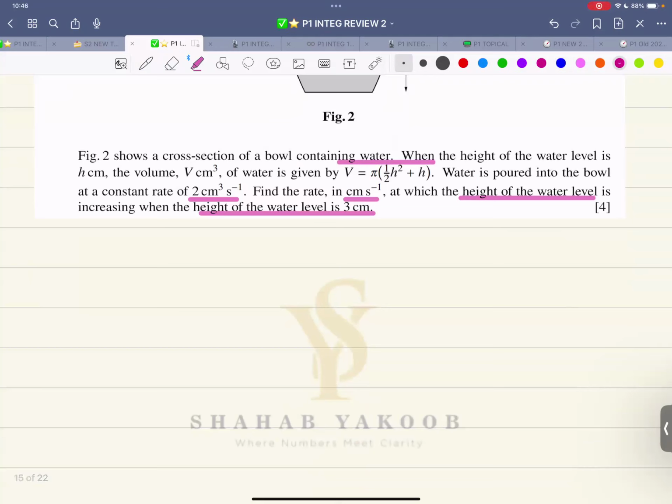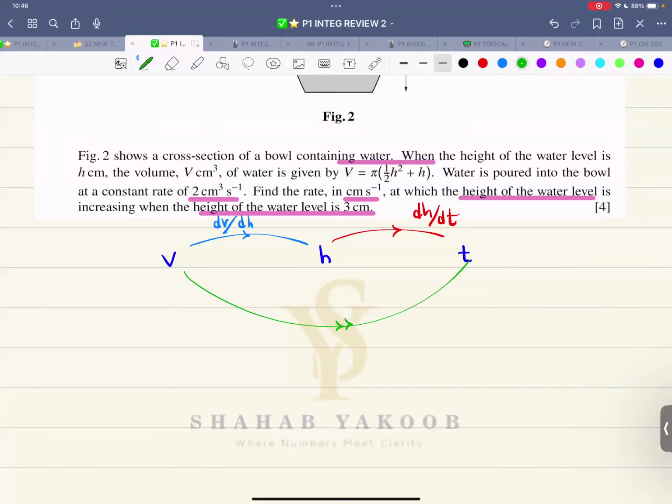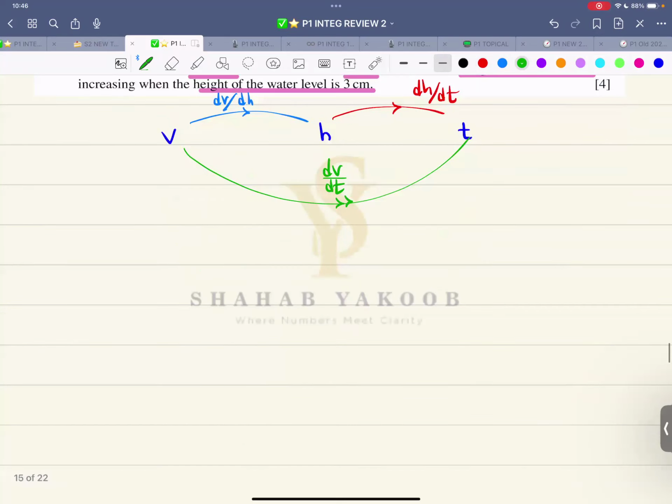Now, first of all, what we need to do, we have 3 variables: volume, height, and time. So how are height and time related? That is dh by dt, and that is what they're asking. How are volume and height related? That is dv by dh. In other words, how are volume and time linked? That is dv by dt. So I'll write dv by dt equals dv by dh into dh by dt.